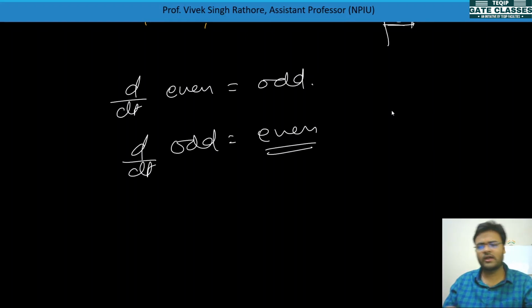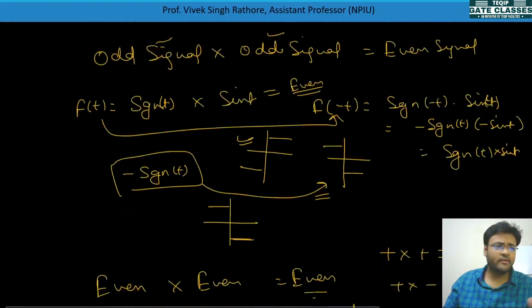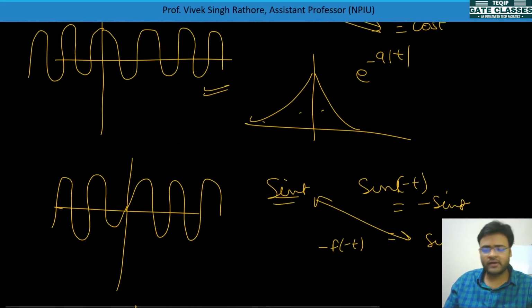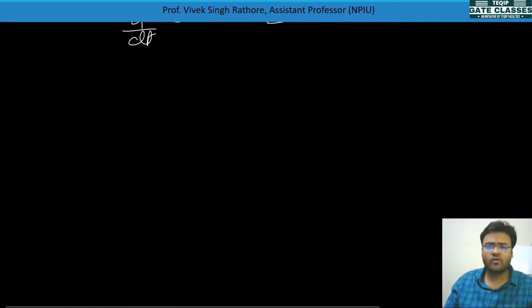These are some properties of even and odd signals. Now only one thing is left. We have already seen some real valued signals, and we have seen how to check the even and odd part. There are complex valued signals also in the continuous time domain.